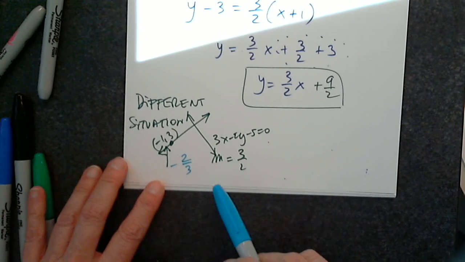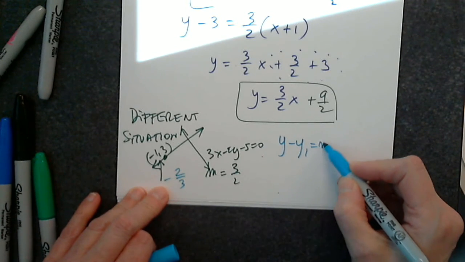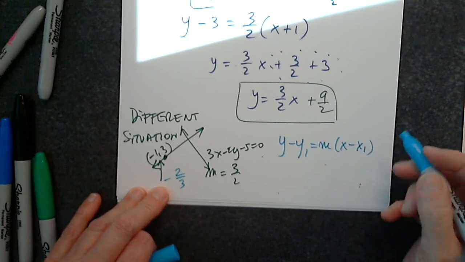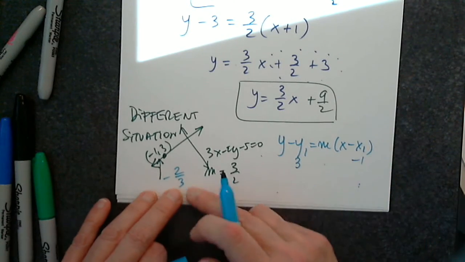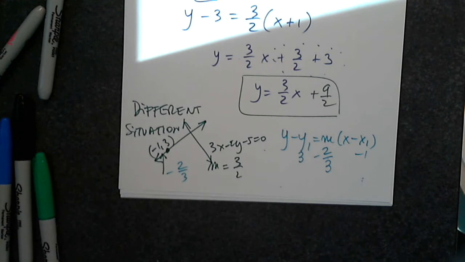So now, if it is perpendicular, then I will have y minus y1 equals the slope times x minus x1, and the same point is -1, 3, but this time the slope will be -2/3. That's the only difference between parallel and perpendicular. Just the slope is different. For parallel lines, the slope is the same.